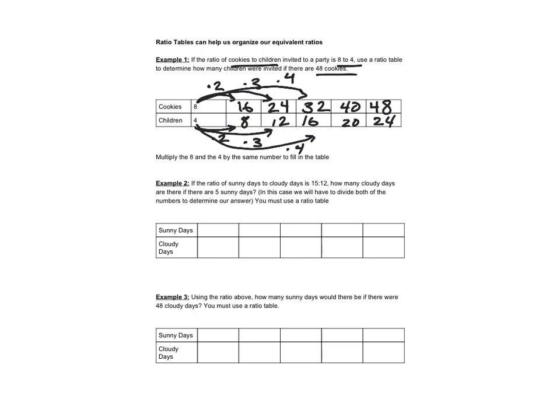Determine how many children were invited if there were 48 cookies. So we look in our cookies part of the table, and we find 48 is right here, and the number that goes with 48 in our ratio is 24. So if there were 48 cookies, then that means 24 children were invited to the party.